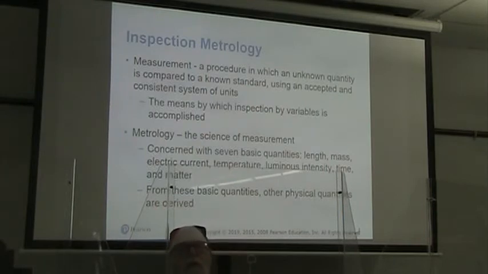Inspection metrology. First of all, we define measurement as a procedure in which an unknown quantity is compared to a known standard using an accepted and consistent system of units. So, measurement is the means by which inspection by variables is accomplished. Metrology we define as the science of measurement. It is concerned with 7 basic quantities: length, mass, electric current, temperature, luminous intensity, time, and matter. And from all of these basic quantities, the other physical quantities are derived.